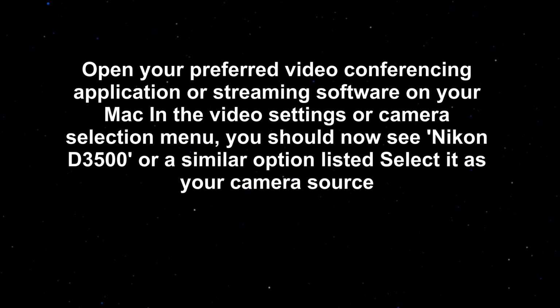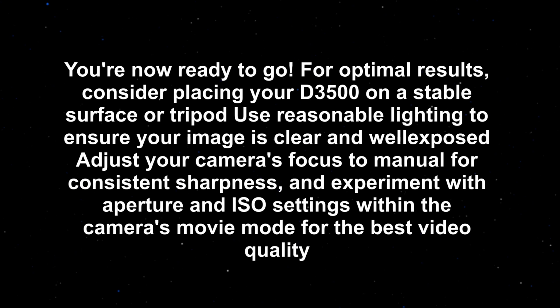Open your preferred video conferencing application or streaming software on your Mac. In the Video Settings or Camera Selection menu, you should now see Nikon D3500 or a similar option listed. Select it as your camera source. You're now ready to go.